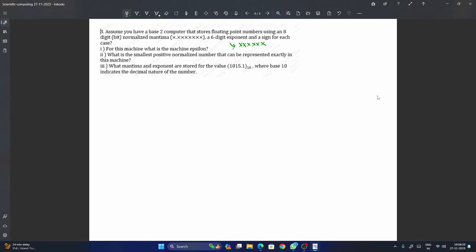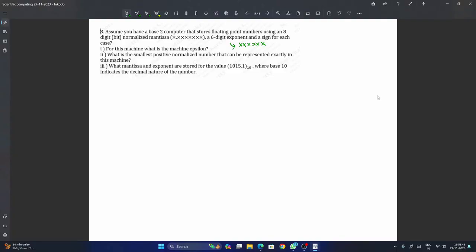So here the mantissa portion and also the exponent portion both have a sign. In the mantissa also you don't have to save only after the decimal, you can save the point before the decimal also, but in the normalized form. So it is a particular type of machine where the machine formats are already given. Now for this machine, what is the machine epsilon? That is the first question.